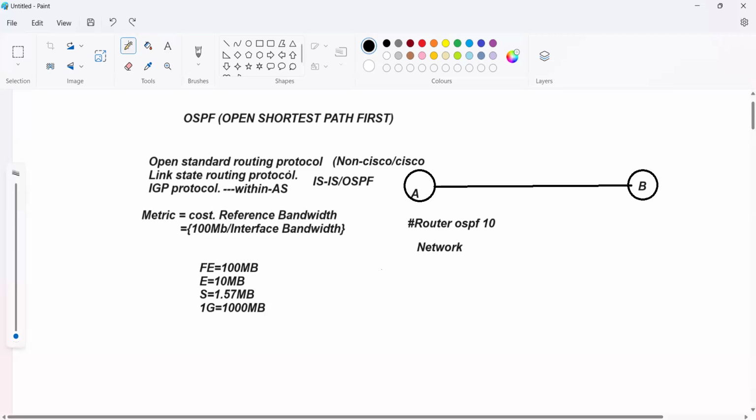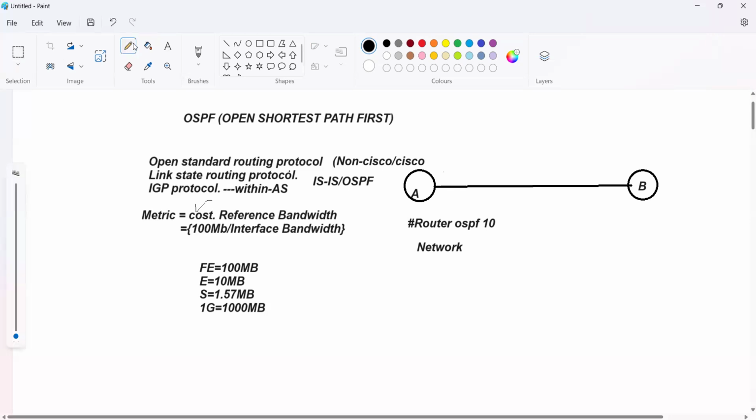Anyway, I'll show you in the lab. Once we configure both end routers, that time we'll get the cost value, and we'll discuss more about it then. But this is the formula for how the metric will be calculated with the cost. So this is the cost.